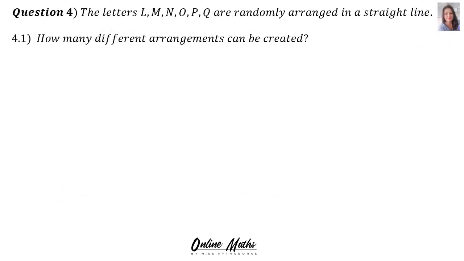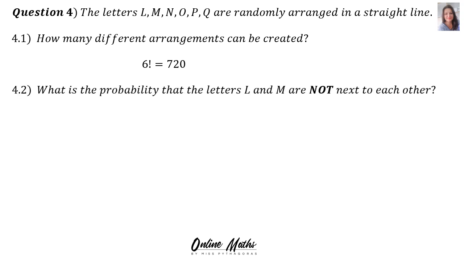Question 4. The letters L, M, N, O, P, Q, 6 of them, are randomly arranged in a straight line. 4.1. How many different arrangements can be created? Now, first of all, do you agree there's 6 letters, therefore 6 factorial, and the answer 720. Question 4.2. What is the probability that the letters L and M are not next to each other?